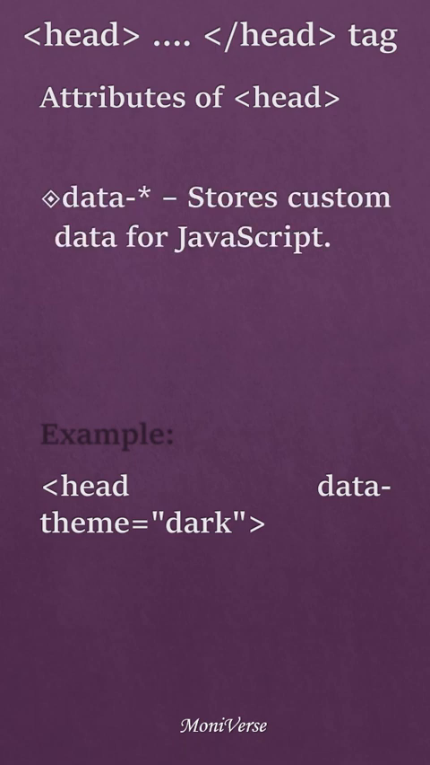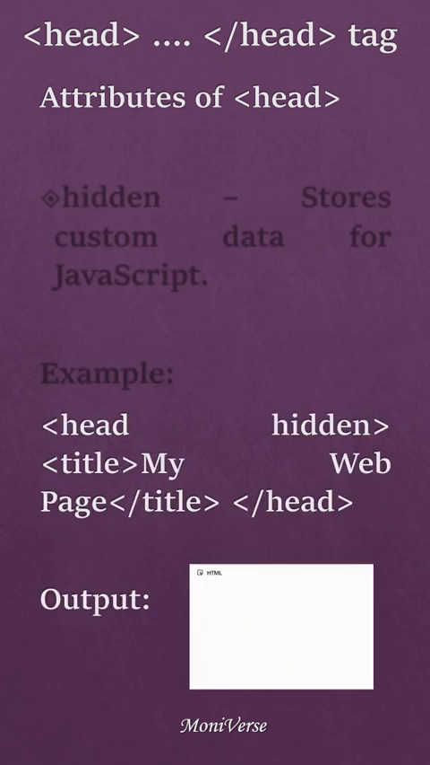Next attribute is the data attribute. It is used to specify the theme. That is, it stores custom data for JavaScript also. So here is an example in which the data theme is dark. That is, the background of the web page will be dark, with a contrast color.